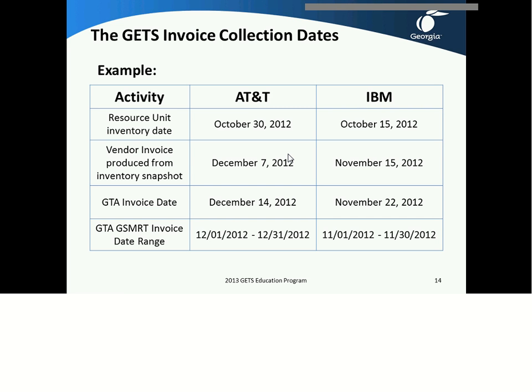Each resource unit has a defined date for their inventory snapshot. The majority of resource units for AT&T are captured on the last day of the month, 2 months prior to the invoice, while the majority of IBM resource units are captured on the 15th of the month prior to the invoice month.